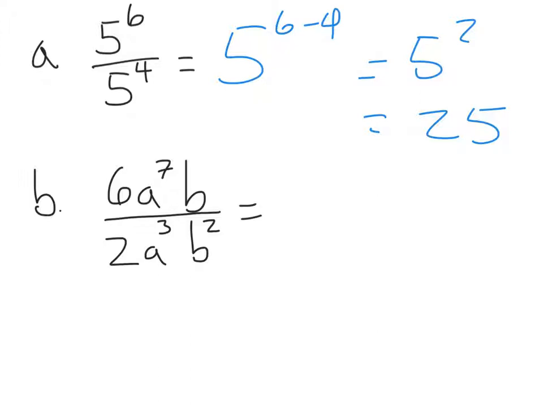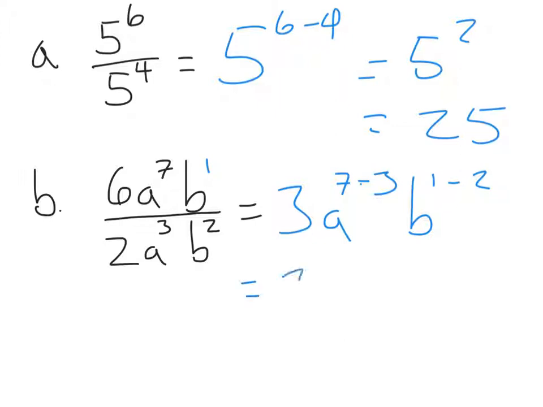Now here we have some numbers, some a's, some b's. Do them all separately. So 6 over 2 is 3. That part's done. The a's, you get a to the 7 minus 3. I'm actually going to write that step in for you. And for the b's, you get b to the 1 minus 2. Don't forget there's a 1 there, and don't forget it's always top power minus the bottom. That's important because we're going to end up with a negative exponent here.